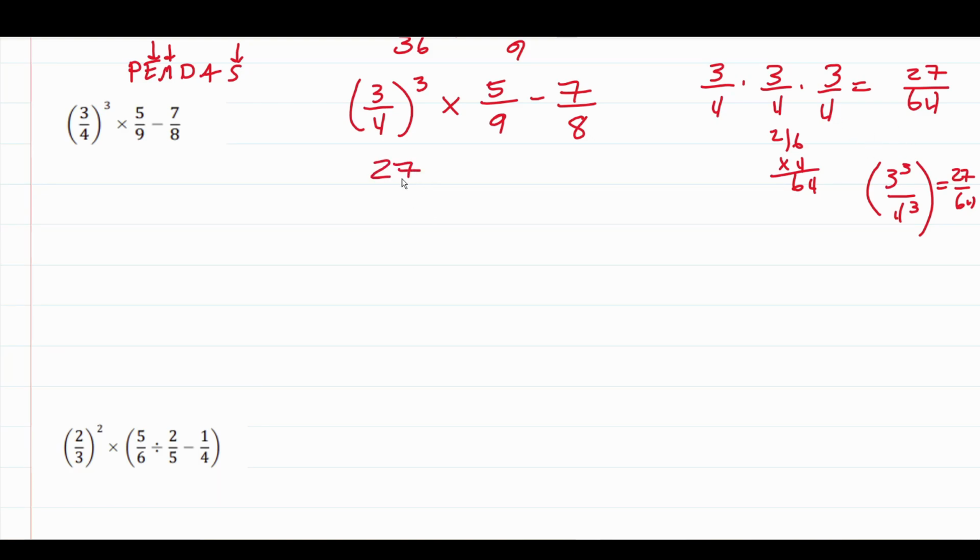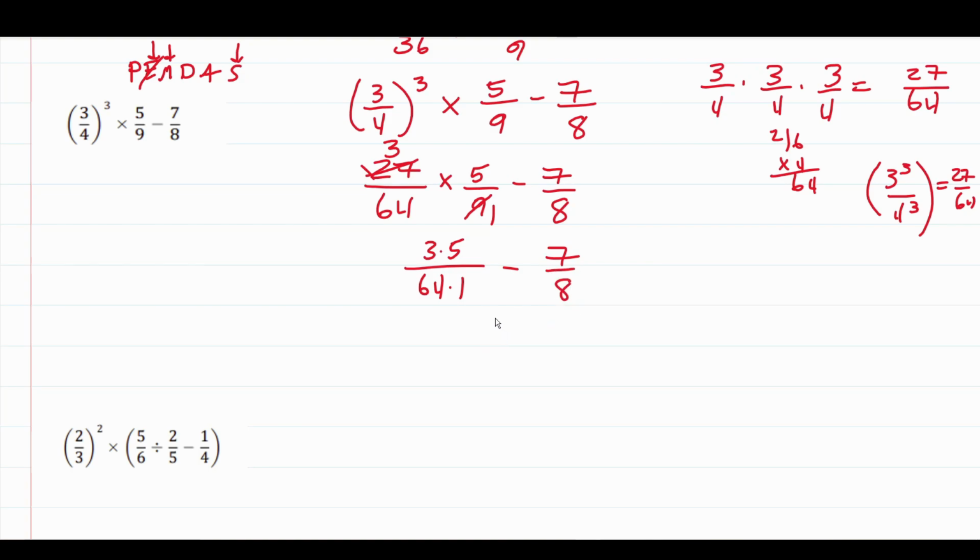So this becomes 27 over 64 times 5 over 9 minus 7 over 8. We took care of our exponents there. Before we do this multiplication here, which is the next thing we're going to do in our order of operations, we want to simplify. Notably, I know 9 goes into 9 one time, 9 goes into 27 3 times. Okay, so that simplifies that a little bit. And this becomes 3 times 5 over 64 times 1 minus 7 over 8. 3 times 5 is 15. 64 times 1 is going to be 64, minus 7 over 8.